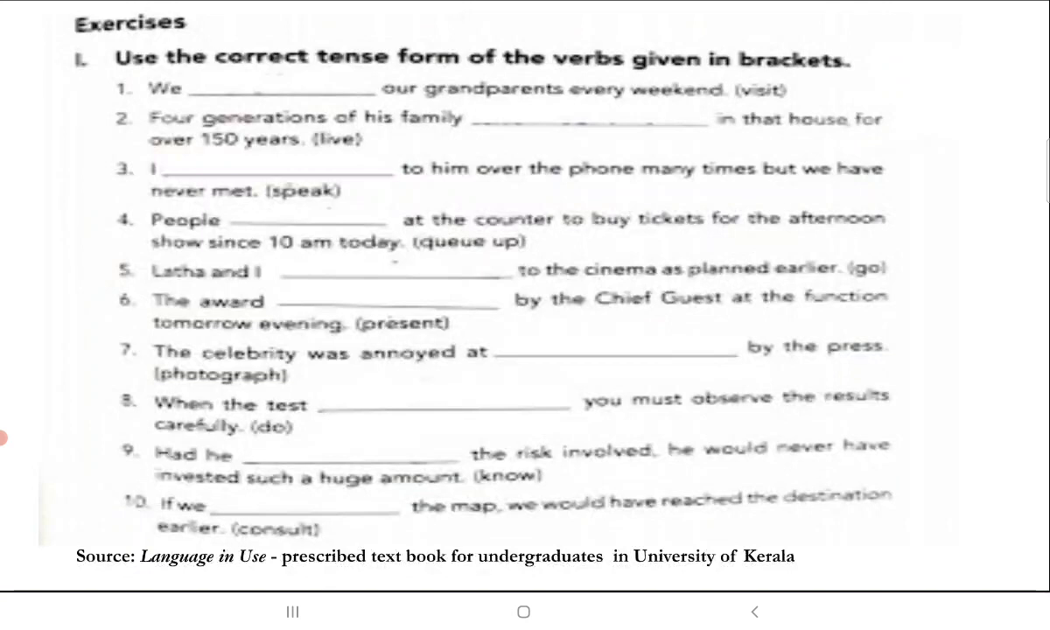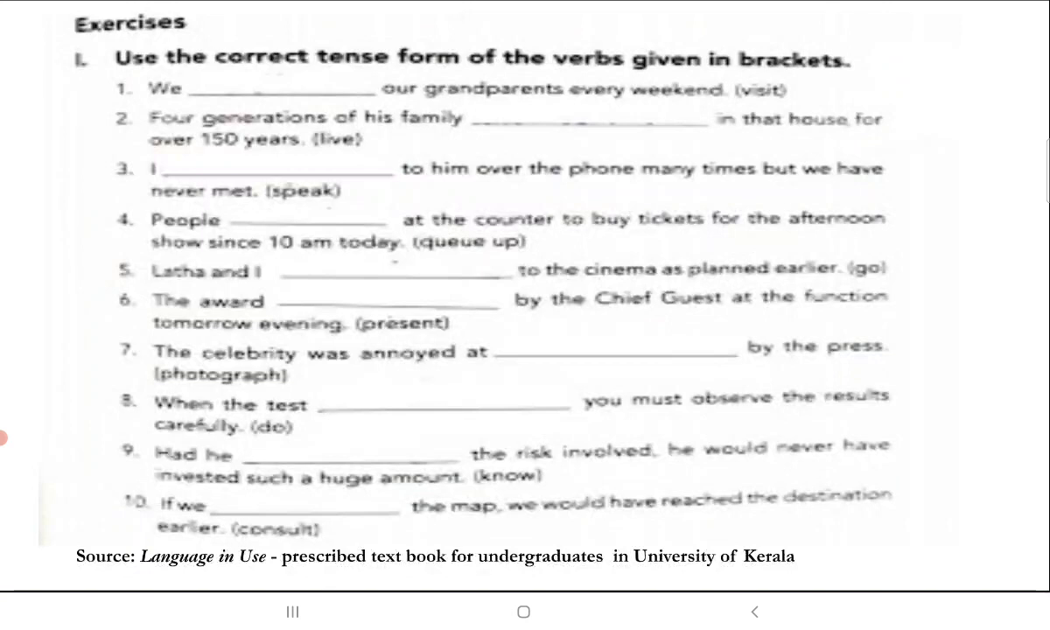Next question. Leta and I dash to the cinema as planned earlier. Go is given in the brackets. Leta and I, am or are? Leta and I are going to the cinema as planned earlier. The award dash by the chief guest at the function tomorrow evening. The award will be presented by the chief guest at the function tomorrow evening, because it is about the future.